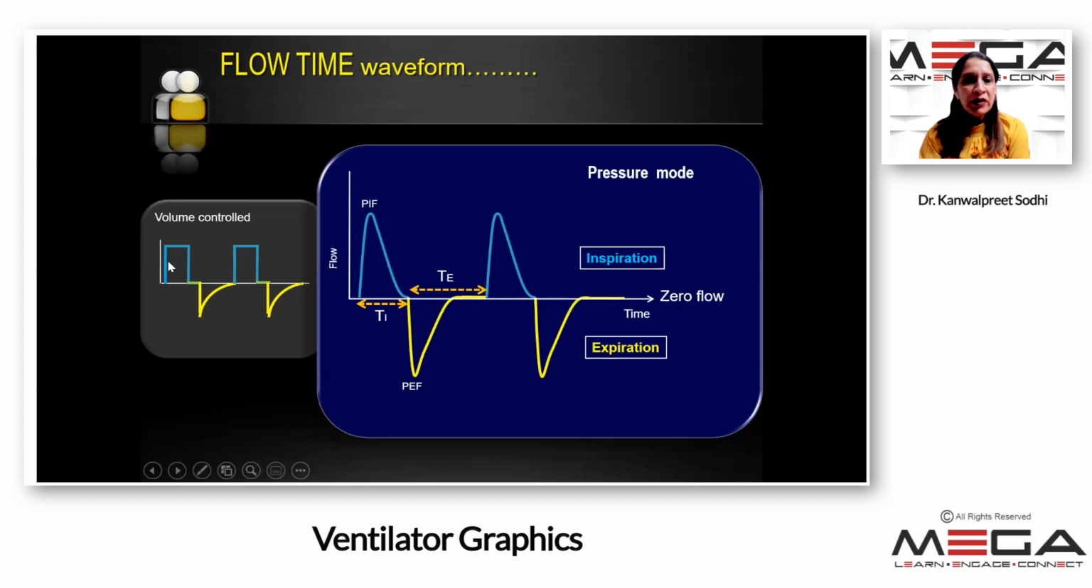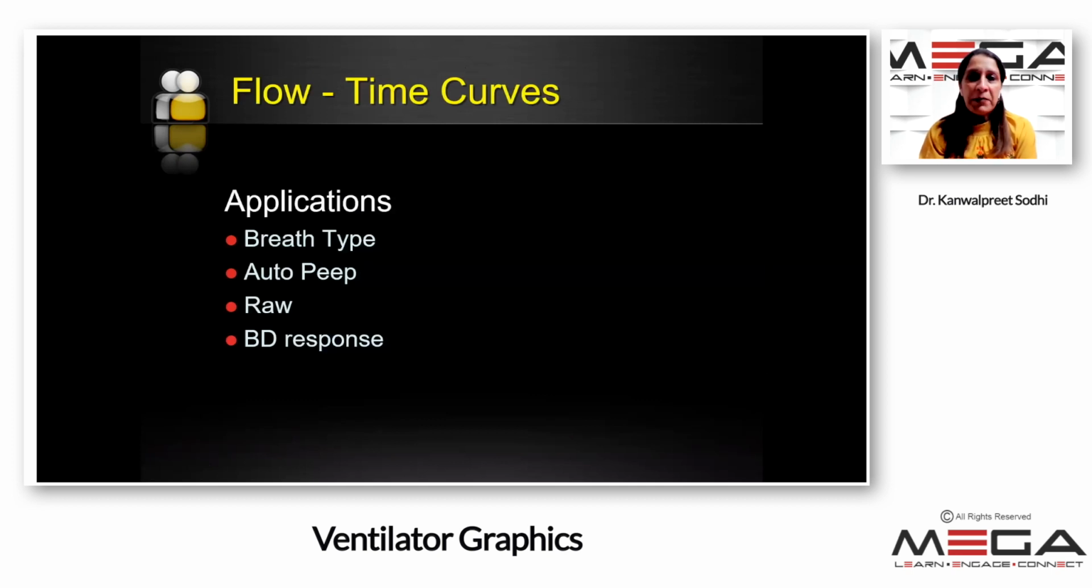On the volume control mode, the inspiration is more of a square wave, wherein the flow has increased until the set tidal volume has been reached, and after achieving the set tidal volume there occurs a plateau phase, and then suddenly the flows decrease once the expiratory valve opens, and then we have the expiration wherein there are the negative flows. So how can the flow time curves be used in clinical practice? We can assess the breath type, the auto PEEP, the airway resistance, and the bronchodilator response in the patients with airway resistance.